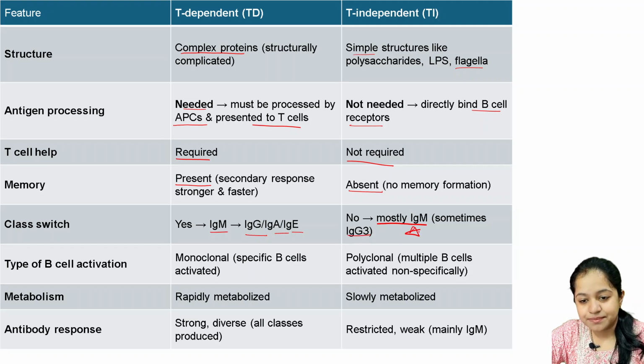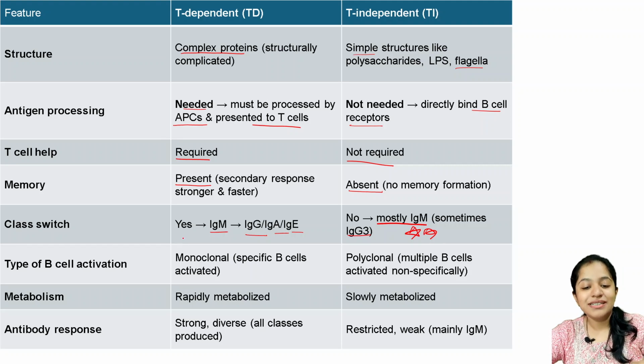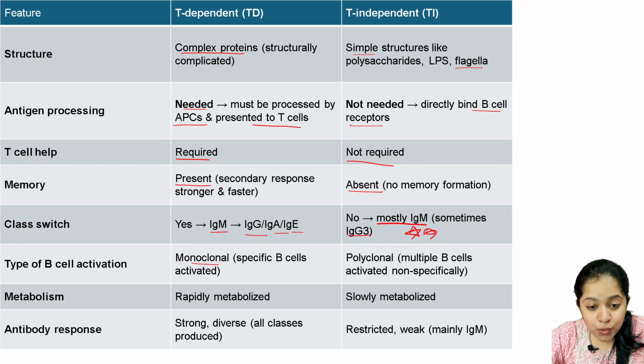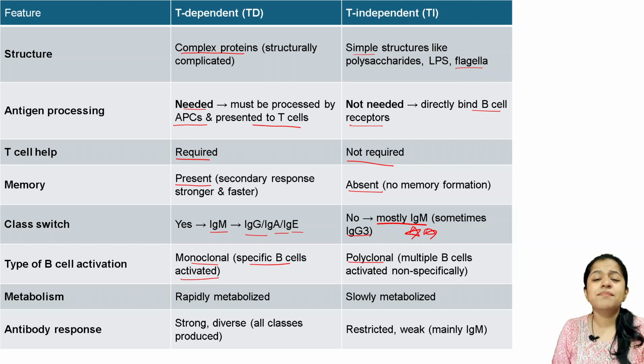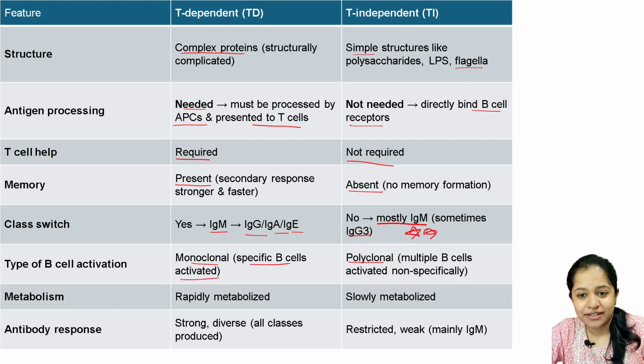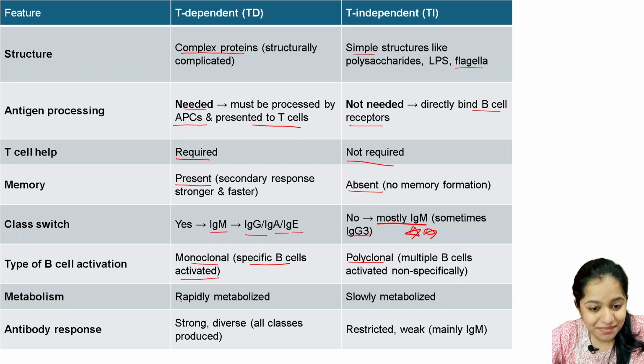But remember IgM. Okay. Type of B cell activation is monoclonal. Why? Because a specific B cell is getting activated due to specific cytokine release. In T independent, it's polyclonal. Multiple B cells are activated polyclonally. I showed you, right? Because that antigen was cross-linking many B cell receptors at once. So, non-specific activation. Clear? Metabolism: T-dependent antigen is rapidly metabolized. T-independent is slowly metabolized. Okay?